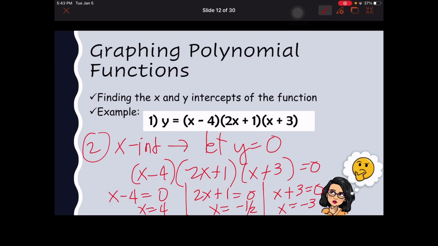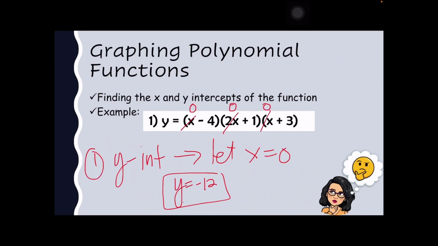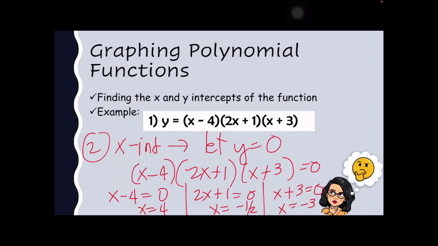So, inuulit ko lang po para saan ang intercepts, para malaman natin kung saan tumatama ang ating graph sa x and y axis. So, sa y-intercept, tatama daw ang ating graph sa y = -12. And for the x-intercepts, tatama ang ating graph sa tatlong points in our x-axis. And those are -3, -1/2, and positive 4.